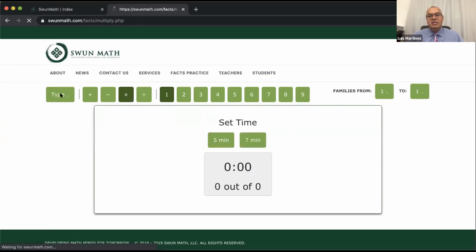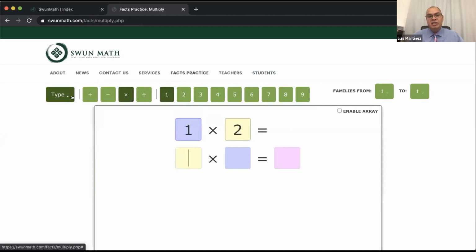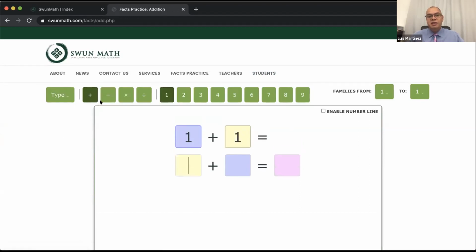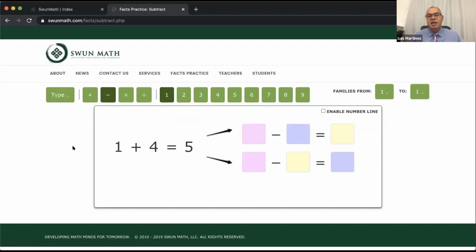With facts practice, you can practice addition facts by clicking on addition. You can practice subtraction facts by clicking on subtraction. And as you can see, when you get to subtraction facts, we're practicing it just like when they learn it in our Beyond the Basic Facts instruction. They learn it as a fact family or an inverse operation of addition. They can practice multiplication.